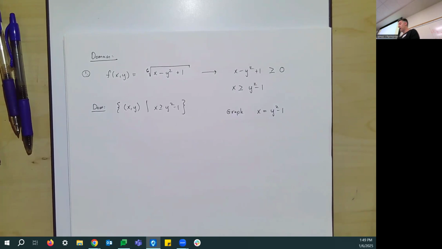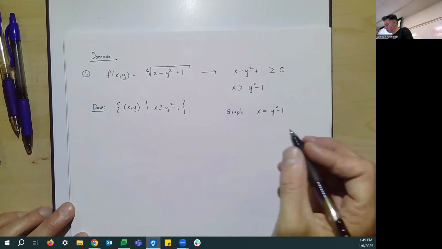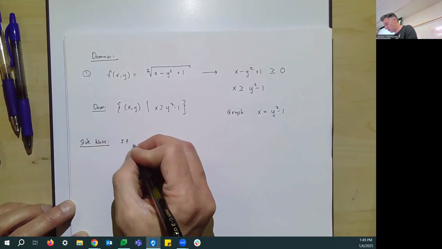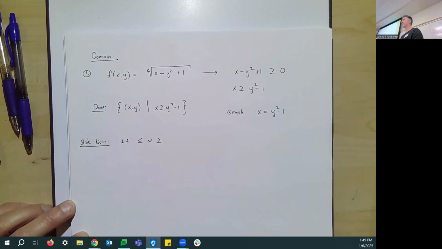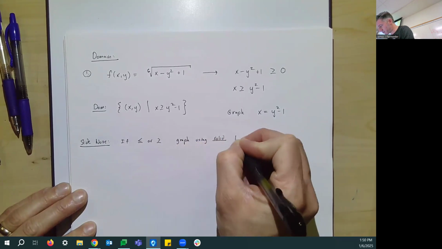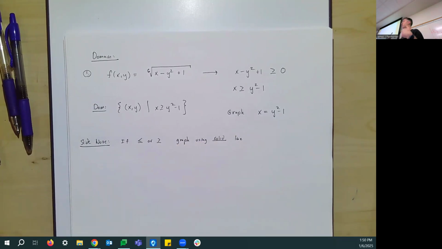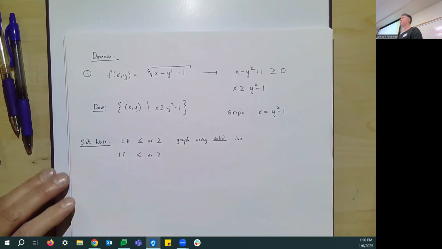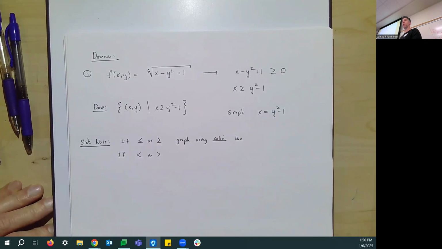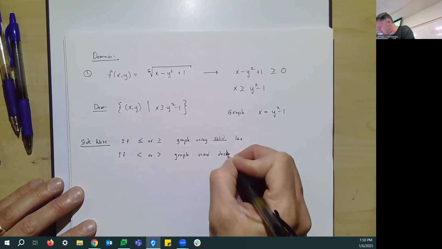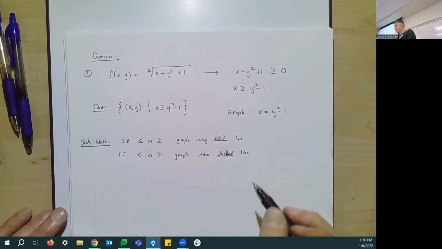Side note here, this is worth writing down. If your inequality is a less than or equal to or greater than or equal to, then you're going to want to graph the equation with a solid line. So graph using a solid line. Because that indicates that that boundary is included in the domain. On the other hand, if your inequality is a strictly less than or a strictly greater than, then you want to graph using a dashed line because we're not going to want to include the boundary. And that's how we indicate that. Whoops, can I spell dashed? Maybe. There we go.